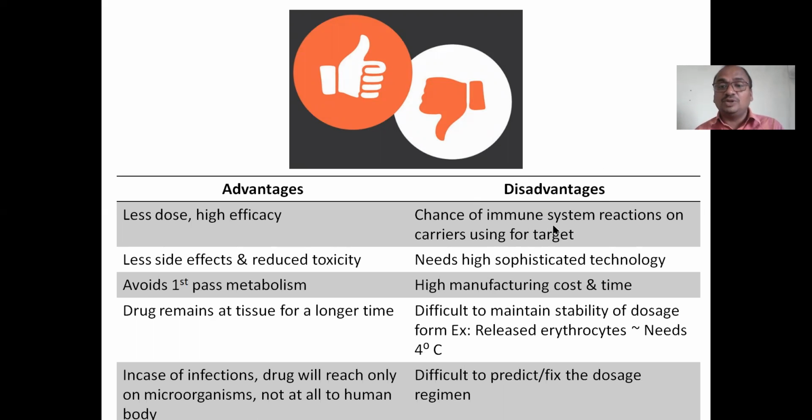Disadvantages: chances of immune system reaction is one of the problems. It needs highly sophisticated technology. It needs high manufacturing cost and high manufacturing time also. Very long. A patient is waiting here. They will say, I am doing research, I am doing research. Wait, the patient will die within the time. Okay. Difficult to maintain the stability. For example, say a resealed erythrocyte, it needs only 4 degrees centigrade. And difficult to predict and difficult to fix some dosage regimens like morning one tablet, evening one tablet. It was somewhat difficult here.